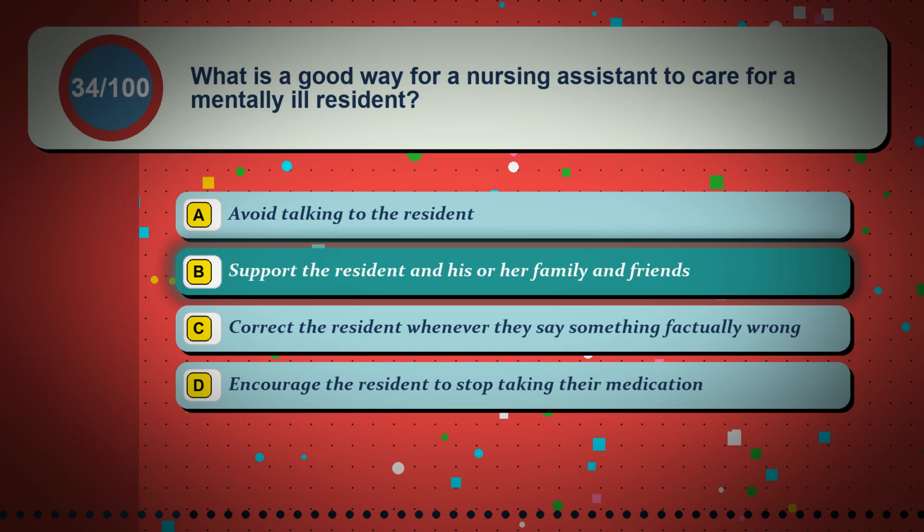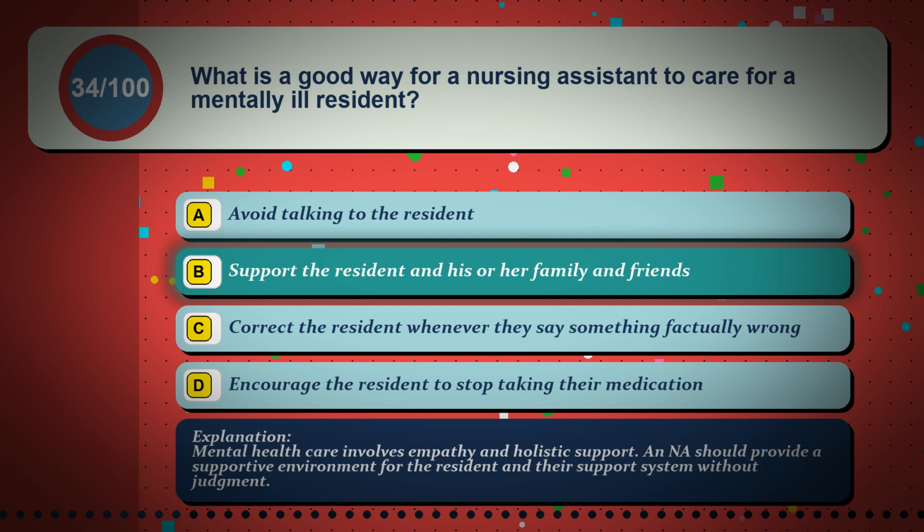The correct answer is option B. Support the resident and his or her family and friends. Mental health care involves empathy and holistic support, and NA should provide a supportive environment for the resident and their support system without judgment.